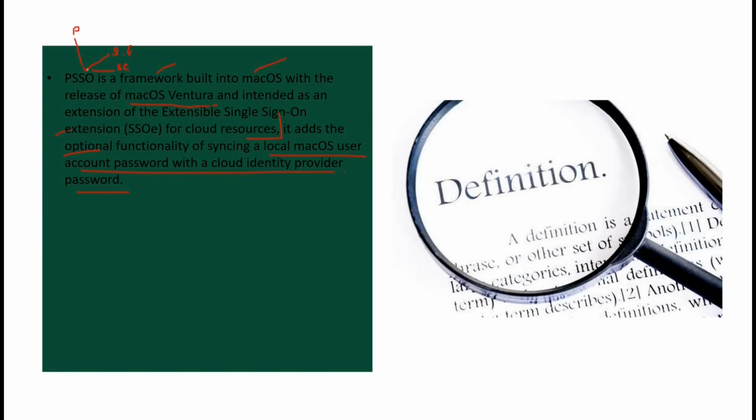So think of it this way. PSSO has two flavors. One is password and one is secure enclave. Now this sentence is talking about option number 1, which is this. So when you're using this password option of PSSO, it syncs the local Mac user account's password with a cloud identity provider password. Again, don't go into the details of this. I am going to decode what this sentence means very shortly, but let's just take it at face value for now.